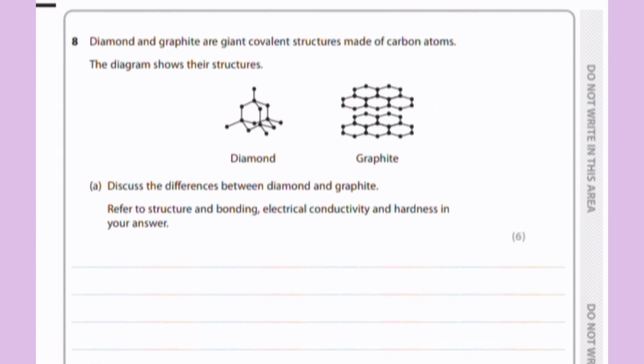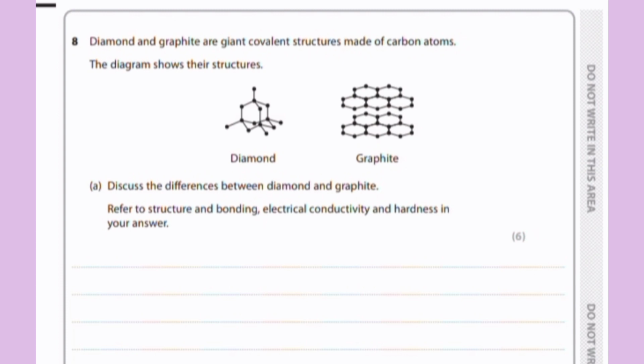Question 8. Diamond and graphite are giant covalent structures made of carbon atoms. The diagram shows their structures. A. Discuss the differences between diamond and graphite. This is a 6-mark question, so they are asking for 6 valid points and the answer should be in depth. Refer to structure and bonding, electrical conductivity and hardness in your answer.